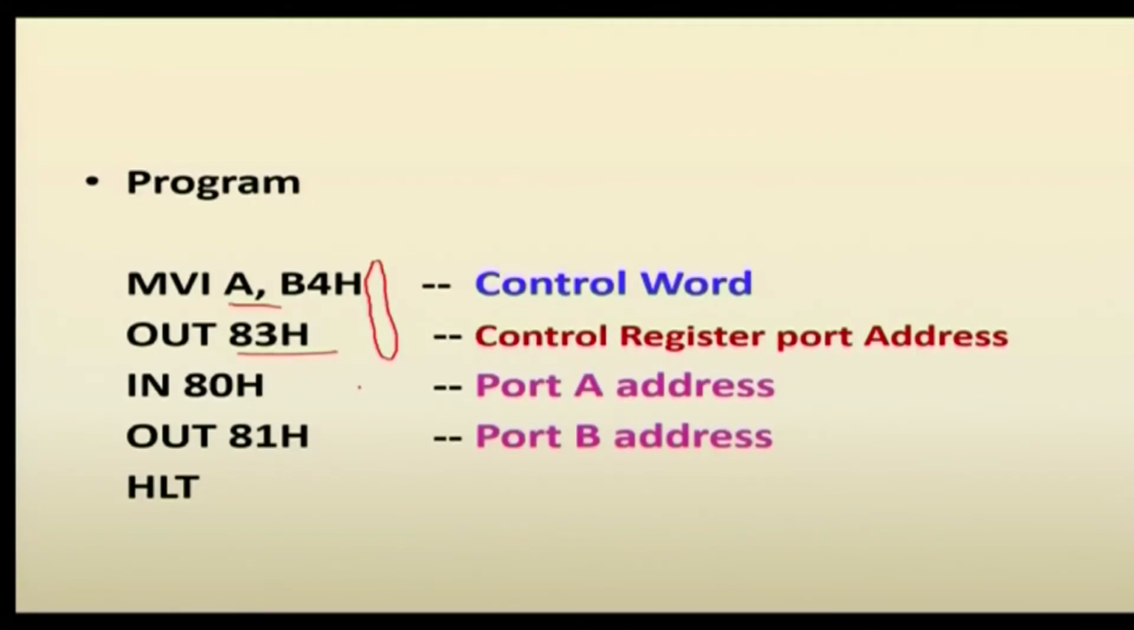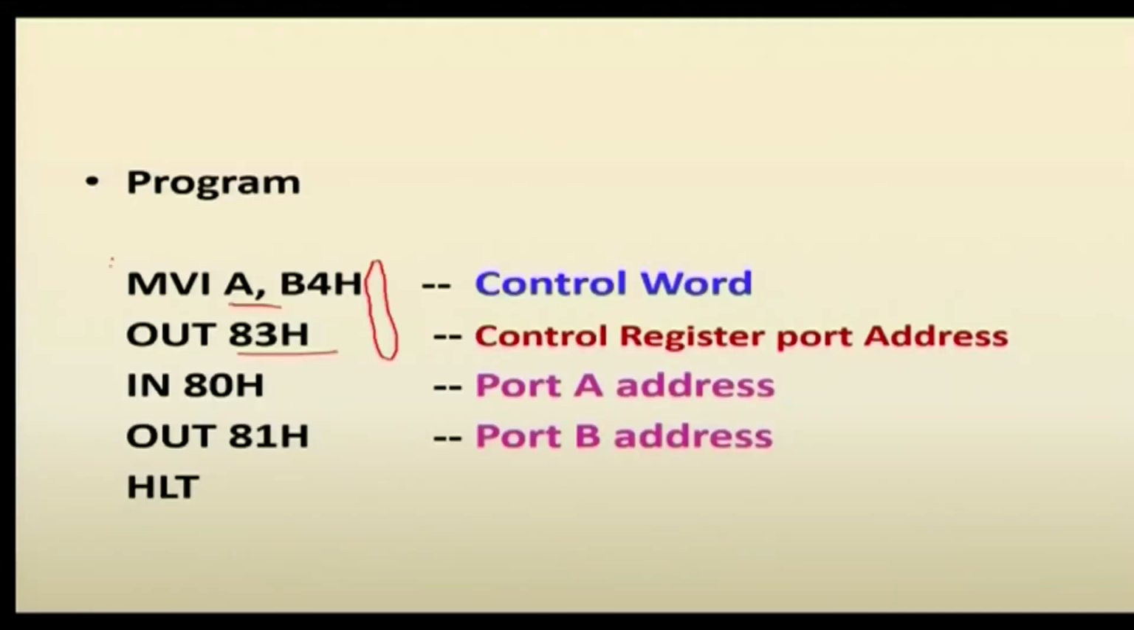Suppose you are typing the number 5, then IN 80H means the 5 will be transferred to the accumulator. Now, you use the OUT instruction, OUT 81H. Now, the value 5 will be displayed on the display device. Simply you are getting the data and transferring it to the display device without storing the data. This is a simple program.